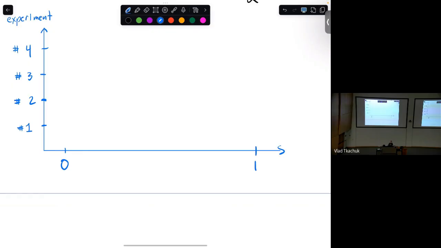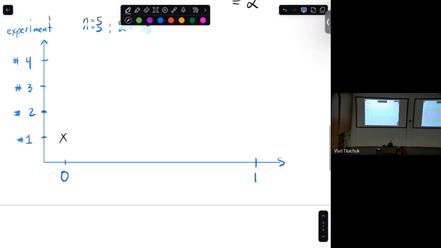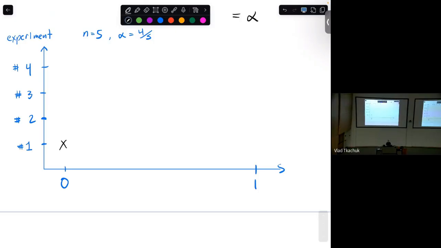First experiment: maybe I flip the coin and I get tails. Let's make some assumptions here. In this plot, n equals 5, so I have 5 coin flips. And I'm going to say that alpha, the true parameter, is actually 4 over 5, or 80% of the time you get heads. Okay, so now let's flip this coin 5 times, with an 80% chance of getting heads.